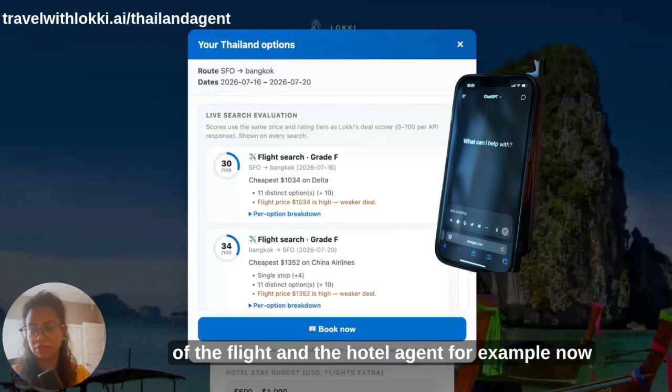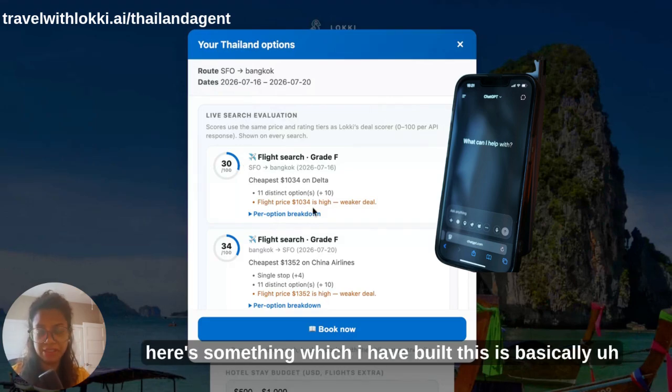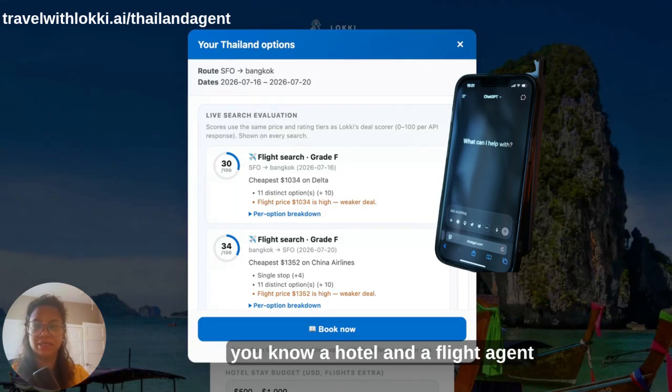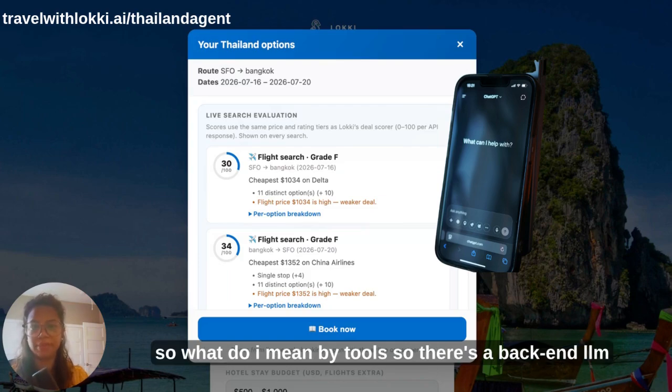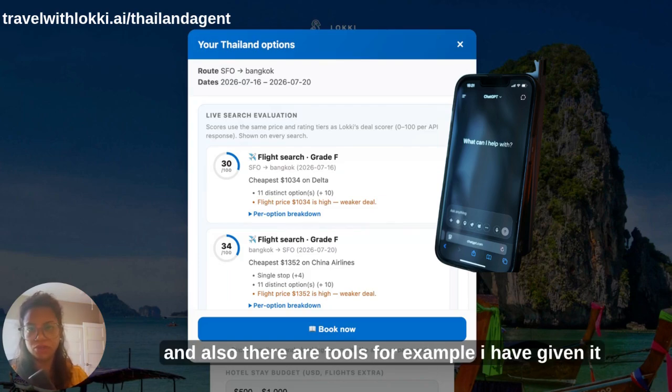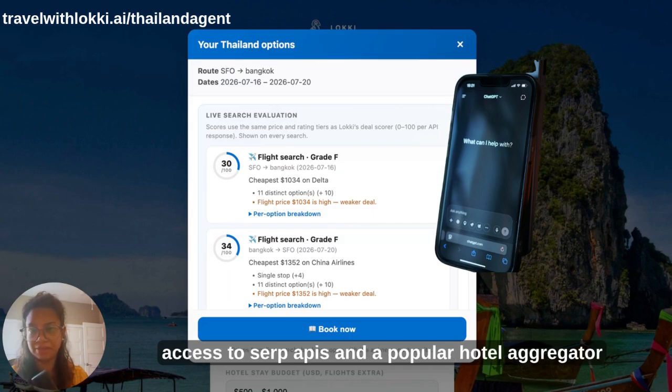Now, here's something which I have built. This is basically a hotel and a flight agent. So what do I mean by tools? So there's a backend LLM, and also there are tools. For example, I have given it access to SERP APIs and a popular hotel aggregator API.